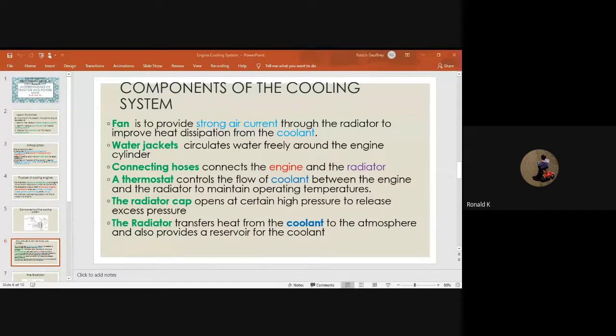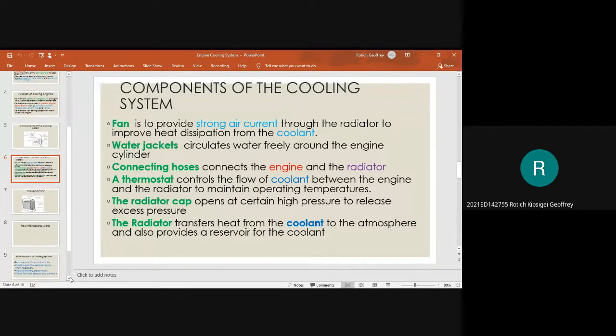Then we have the connecting hoses or pipes which connect the engine and the radiator. We also have a thermostat which controls the flow of coolant between the engine and the radiator to maintain operating temperatures. Then, of course, we have the radiator cap, which opens at a certain high pressure to release excess pressure. And finally, we have the radiator, which transfers heat from the coolant to the atmosphere and also provides a reservoir for the coolant. Thank you. Yes, thank you so much, Ronald.